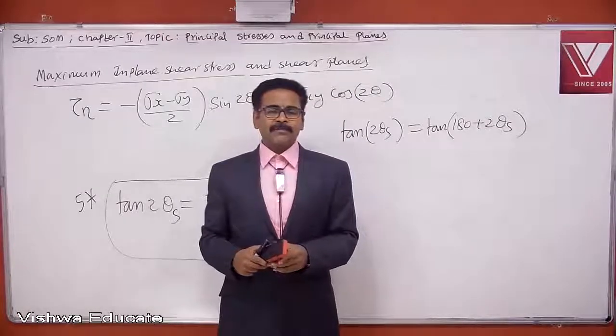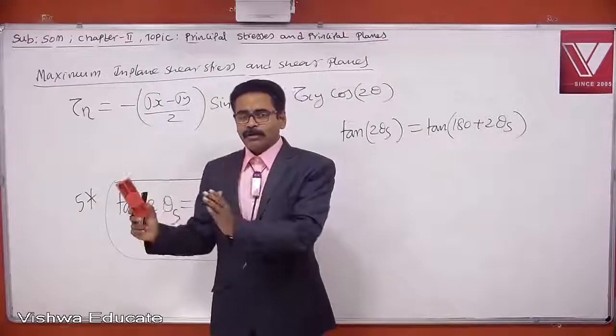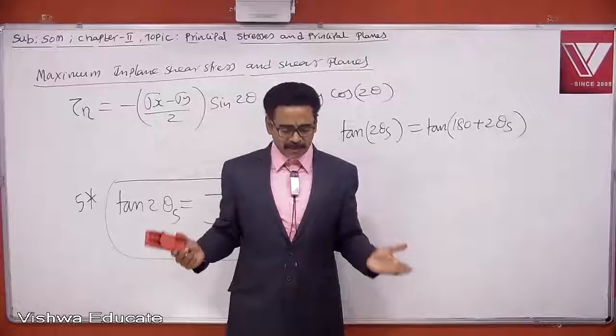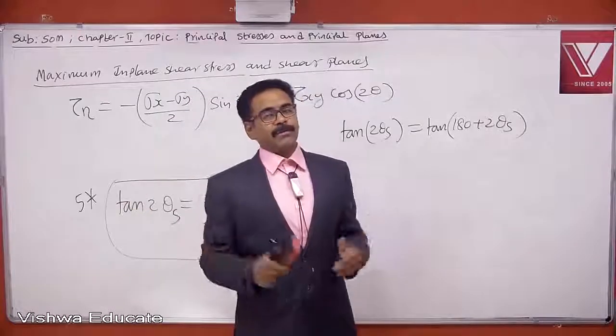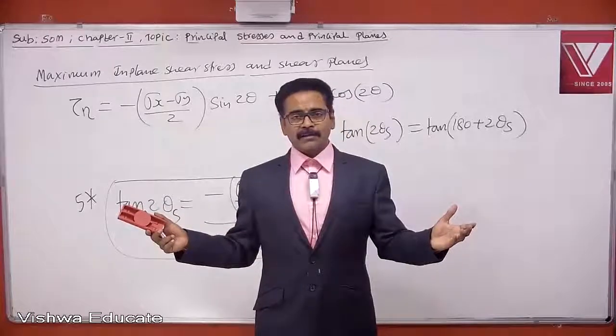What is the phase difference for theta s? 90 degrees. For 2 theta s, 180. For theta s, 90. That means what? There are 2 shear planes which are separated by 90 degrees, right?